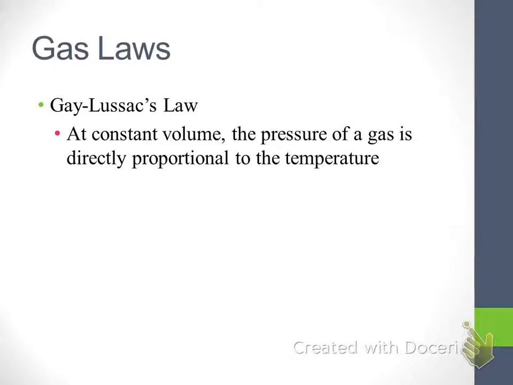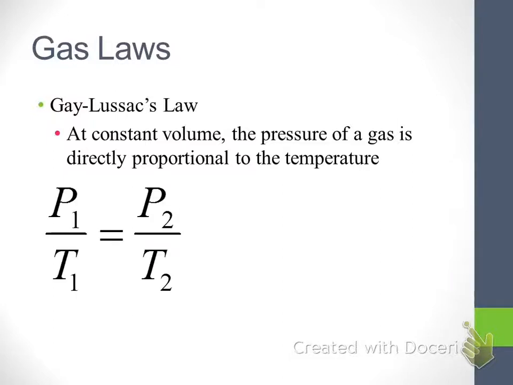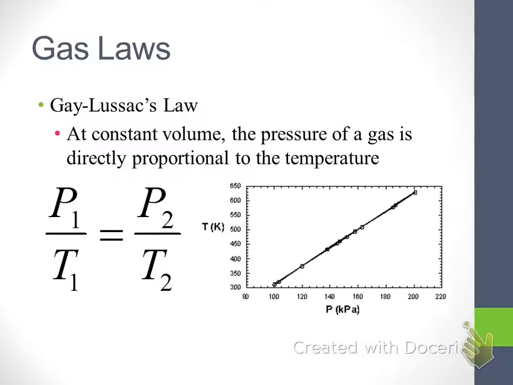Gay-Lussac's law drops which of the components? Gay-Lussac's law just does pressure and temperature as a direct relationship, which means their equation probably looks like P over T. Good. P1 over T1 equals P2 over T2. A direct relationship. One goes up, the other goes up.